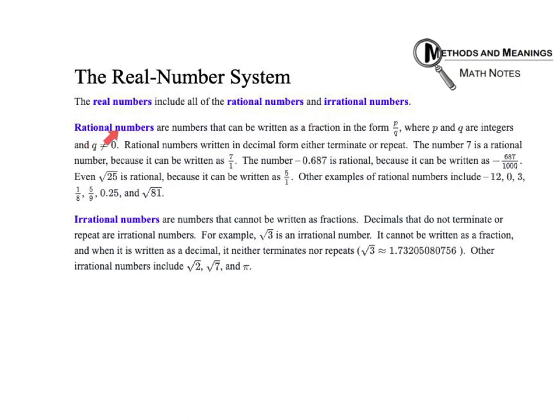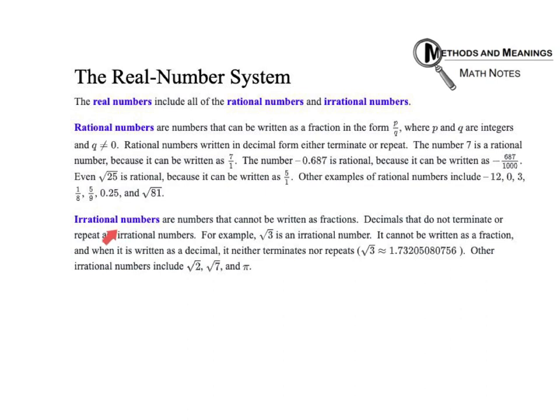So rational numbers, the biggest and simplest way is if it can be written as a fraction, it's a rational number. But the bottom part, the denominator, cannot be equal to 0, because otherwise that's not a number. It does not exist. So here's a bunch of examples of rationals. Like, for example, another one here, the square root of 25. That's rational because it's the number 5. Well, 5 can be written as 5 over 1, and so on and so forth.